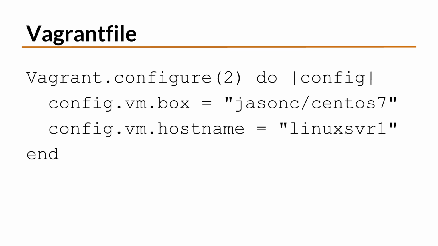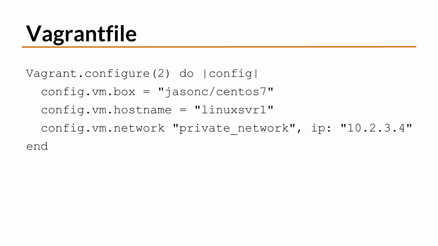The simplest Vagrant file just specifies the name of the box you'll be using for the VM. If you want Vagrant to set the hostname inside of the virtual machine, you can use config.vm.hostname. To assign a static IP address to the VM, use config.vm.network. The example on your screen will assign the 10.2.3.4 IP address to the virtual machine on a private network that can only be accessed from the host machine or other Vagrant VMs on that same network.